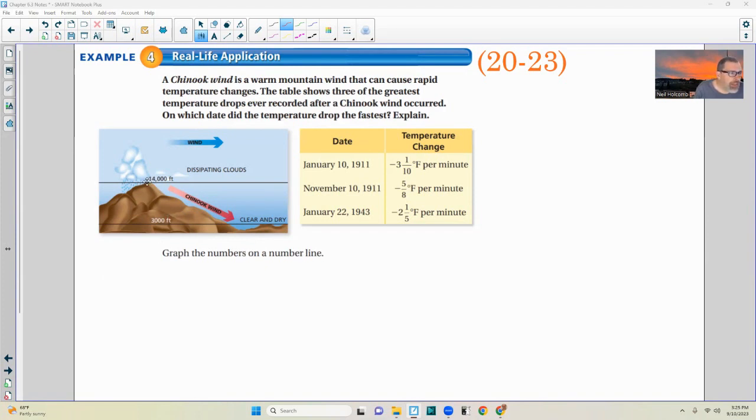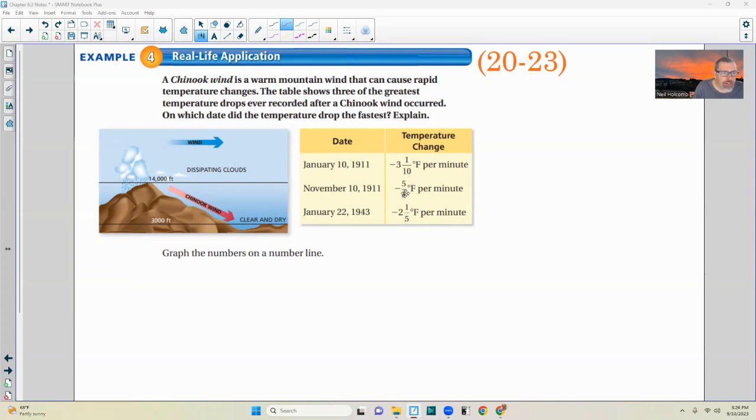So here is 14,000 feet. Here's some mountain, 14,000 feet. And here is 3,000 feet. So 11,000 feet lower down in this valley. It is clear and dry, and the wind is blowing from the left to the right. And so if this was a map and we're facing north, it would be blowing from west to east and dissipating clouds. The clouds are dissipating as the rain comes up here, and then the Chinook wind comes down the hill to a clear and dry valley. So that's what a Chinook wind does. So here in January 10th of 1911, the temperature change was -3 1/10 degrees Fahrenheit per minute.